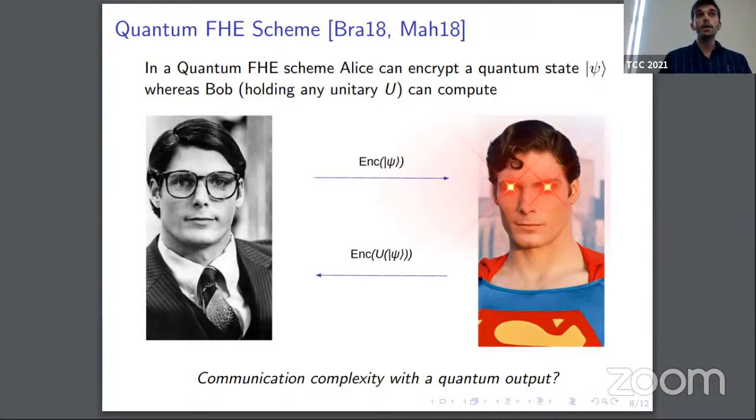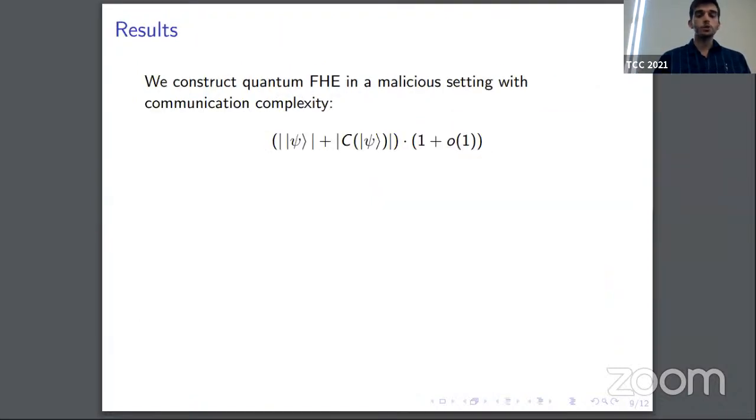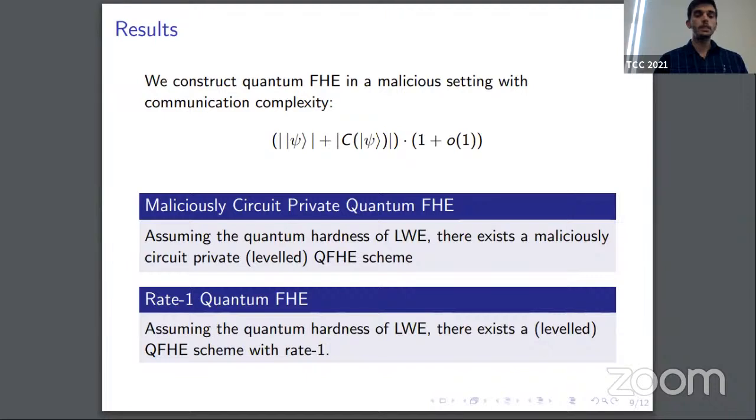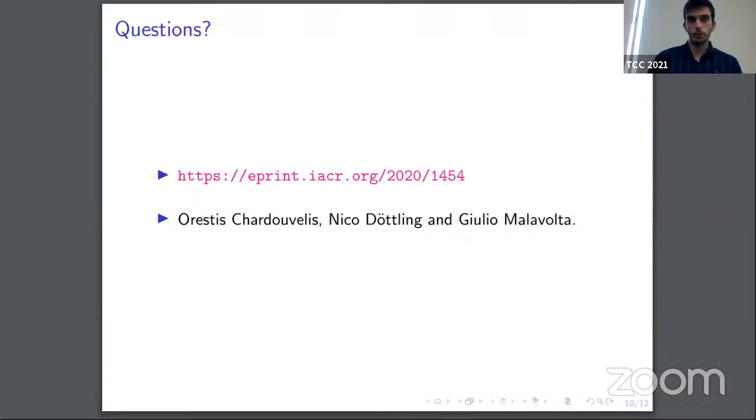The question is, can we get maliciously secure FHE schemes in the quantum setting with minimal communication complexity? That's exactly what we answer in this paper and what we construct. In order to do this, we have two main technical steps. First, we construct a maliciously circuit private quantum FHE, and we also construct a rate 1 quantum FHE. This can be of individual interest, but they're compatible and we can combine them for a final result. To do this, we assume only standard LWE with polynomial modulus to noise ratio. And that's it. Thank you.